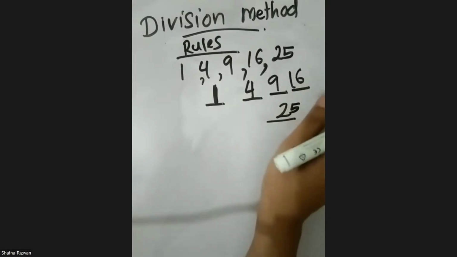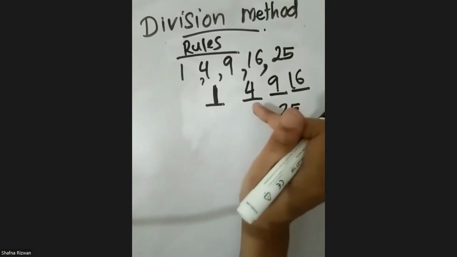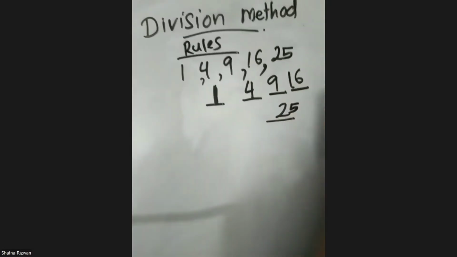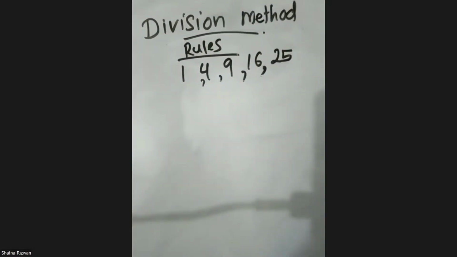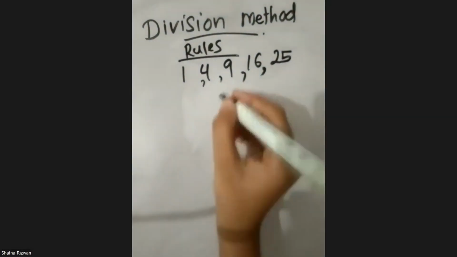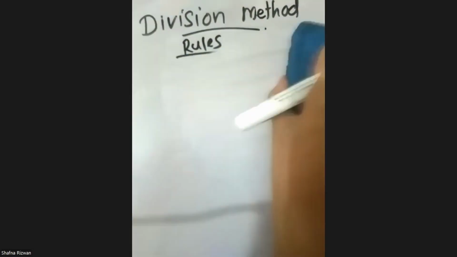Like that, we are going to find how we get these numbers as our last digit, because we need all of these for this division method. Now let's see here. First of all, I'm going to take 1 here.